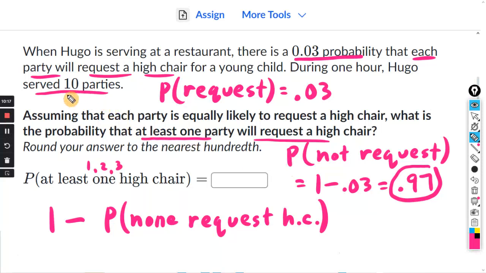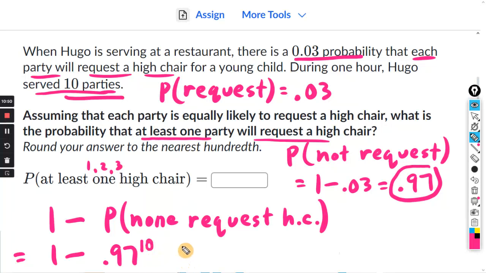How many parties are there? There's 10 parties. Okay, and those are all independent events. We want to find the probability that no one requests the high chair. So that's going to equal 1 minus, and each time somebody does not request, it's 0.97, and there's 10 parties. So basically, you keep multiplying 0.97 10 times over and over again. How do we indicate that? Well, we just say to the 10th power.